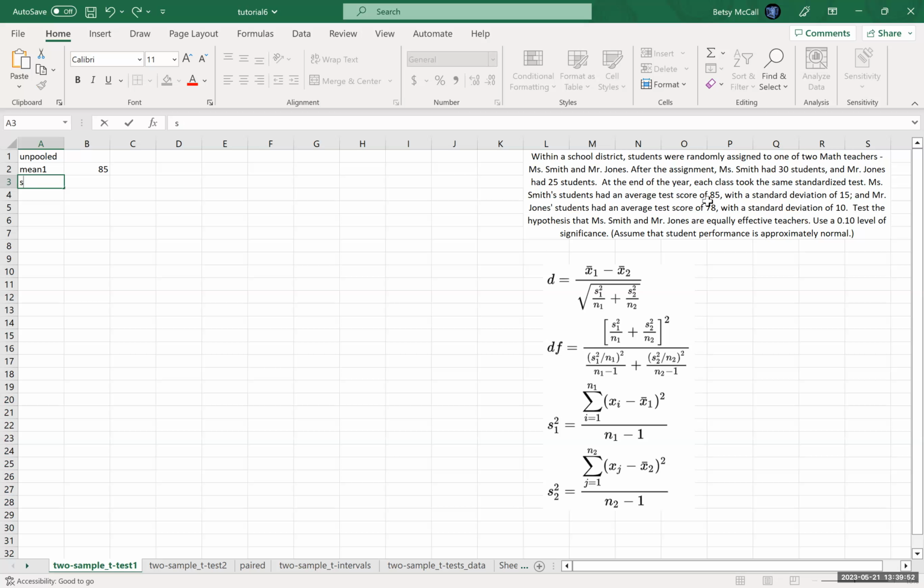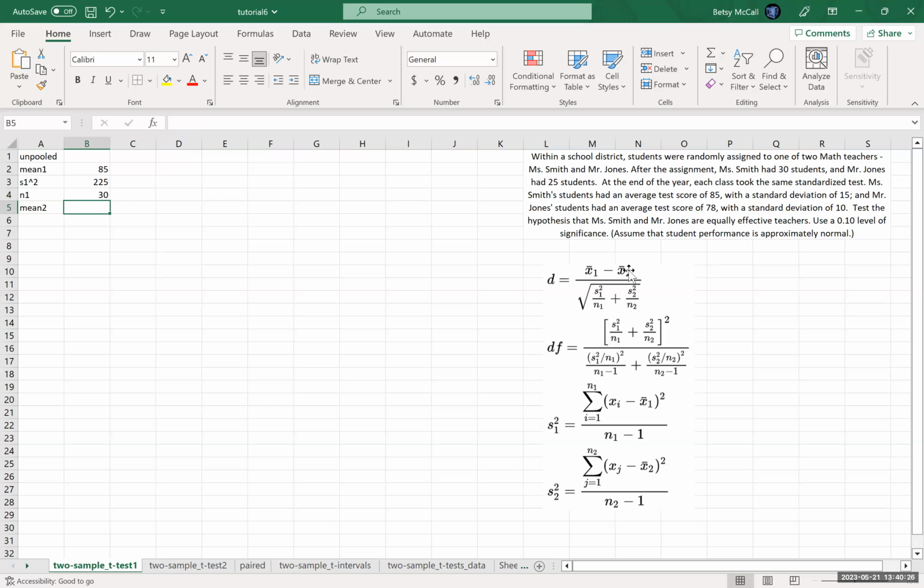S1, and since the formulas all require S1 squared, instead of putting S1, I'm just going to put S1 squared. That is going to be 15 squared, because the standard deviation is 15 and the variance is the square of that. And then we need N1, which is the sample size for the Smith group, which is 30. And then we need mean 2.